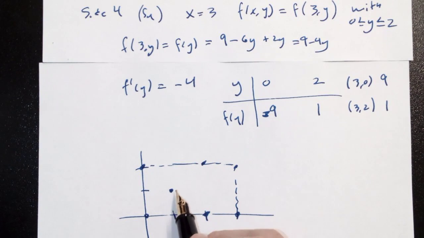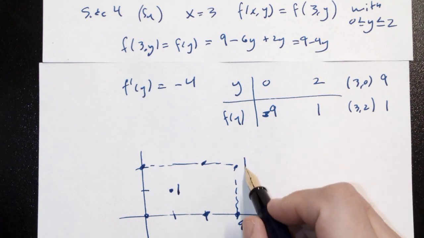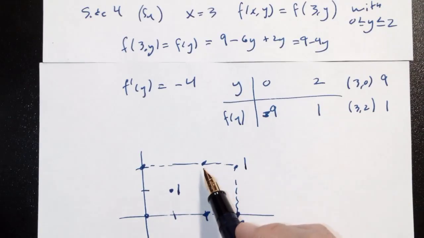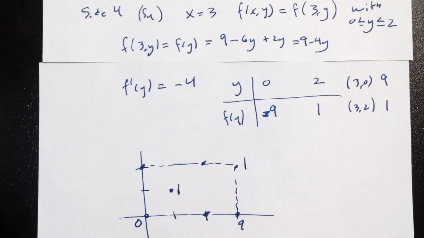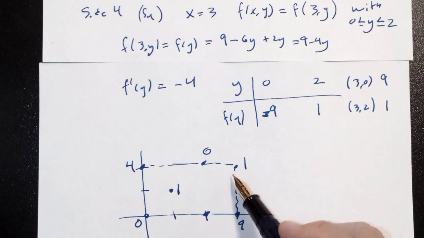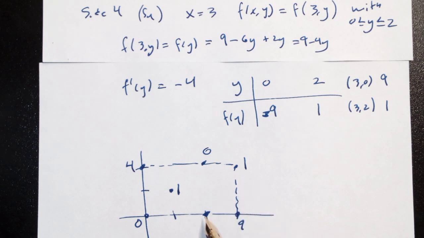We had a height of 1 here. We have a height of 9 at (3, 0). We have a height of 1 here. We have a height of 0 here. At (0, 2), we had a height of 4 there. At (2, 2), we had a height of 0 there. Oh, this is not a point. This is a mistake. Never mind.